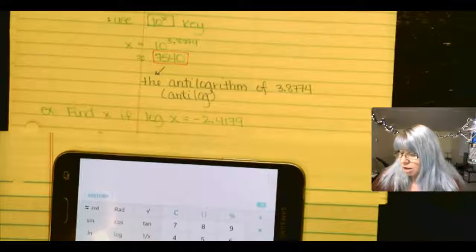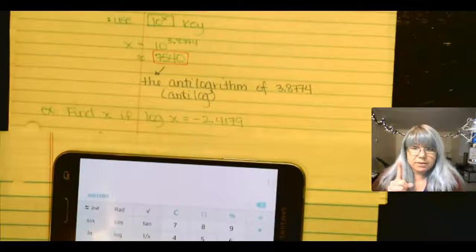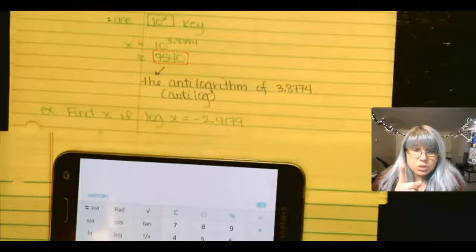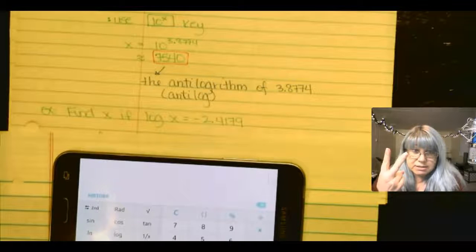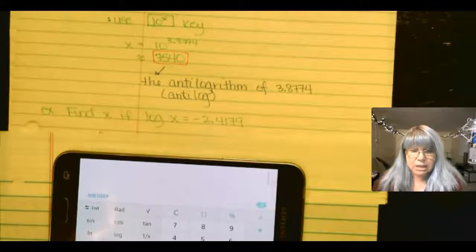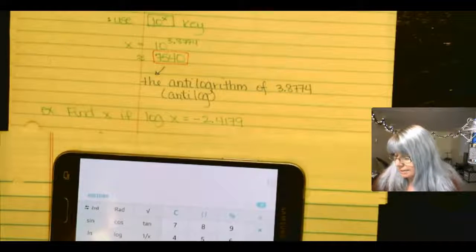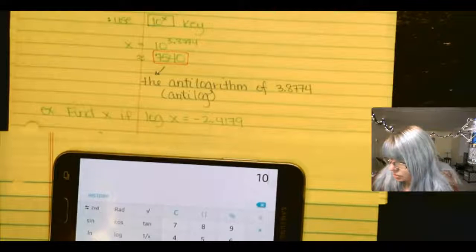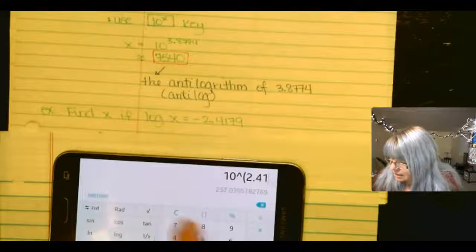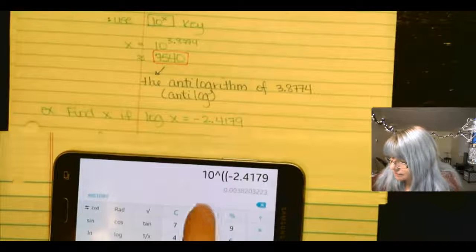Find x if the log x equals negative 2.41879. Number 1, I know the characteristic is a negative 2, therefore my answer is going to be a decimal. And it's going to be decimal by 2 positions, right? So I've got that in my head, so if I use my calculator, I can judge, did I punch in the right keys. All right, 10 to the negative 2.41879, and I've got to change the sign of that.